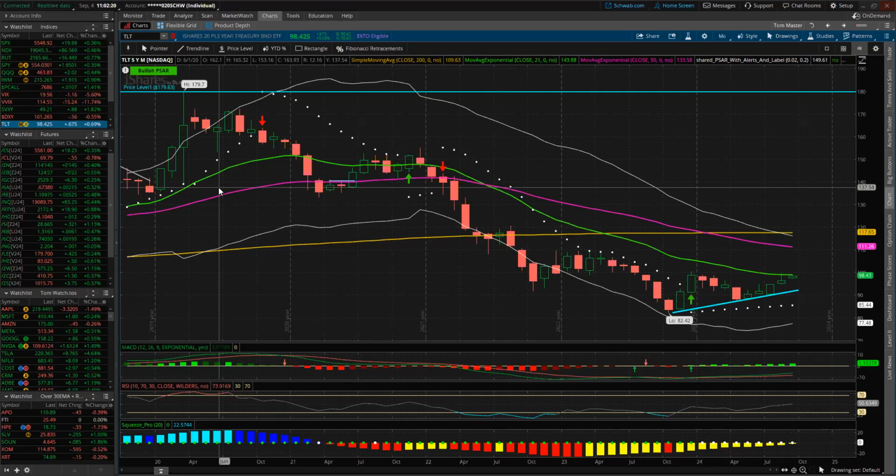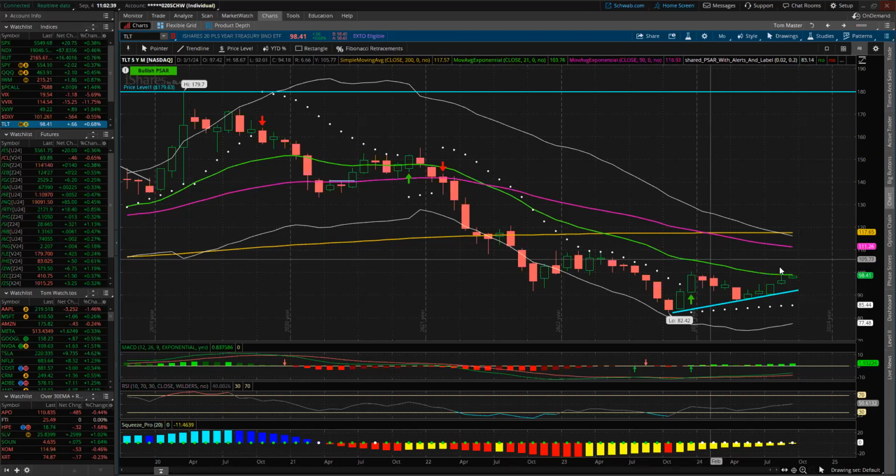I can't really see too many scenarios where the Fed's going to be cutting rates, or I'm sorry, raising rates. I should say raising rates. So I don't see where the Fed's going to raise interest rates much.